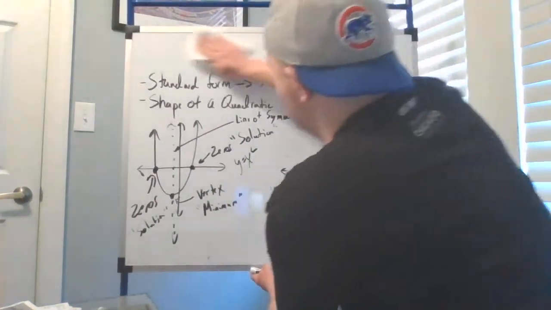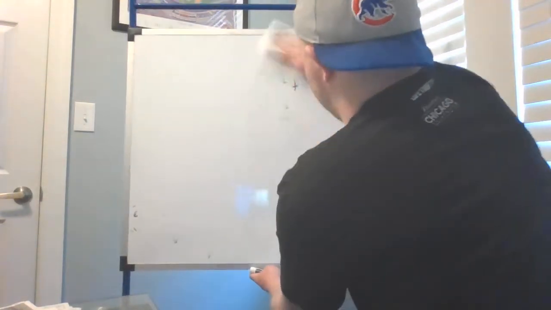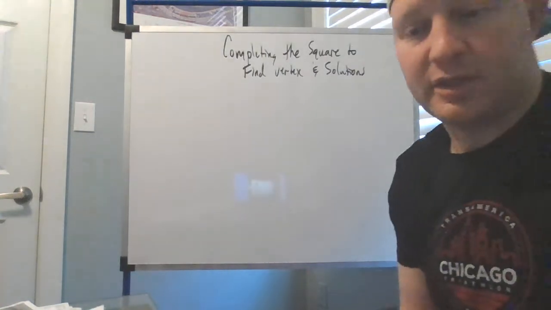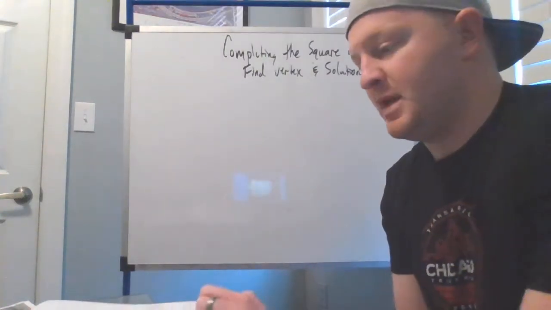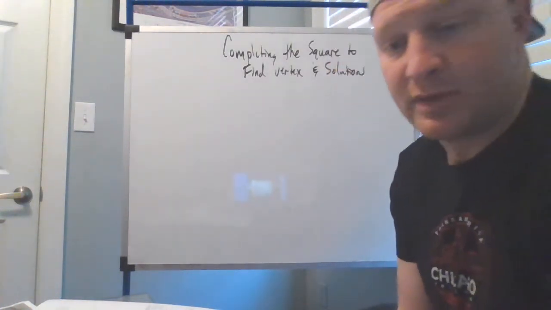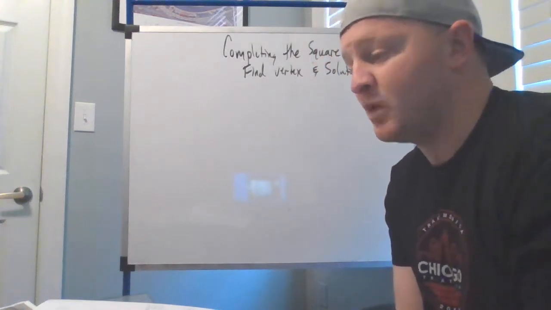So here we go. Completing the square to find the vertex and solutions. Now, I'll go through this, start easy, go hard to make this make sense for you, okay? In today's worksheet, it doesn't tell you to find the vertex, but I'll put that in the instructions to also find the vertex as well as the solutions.